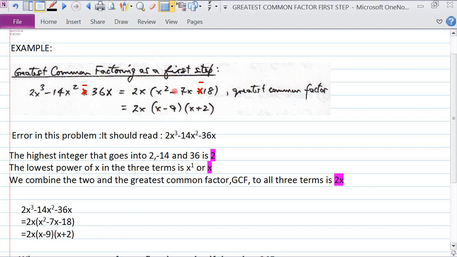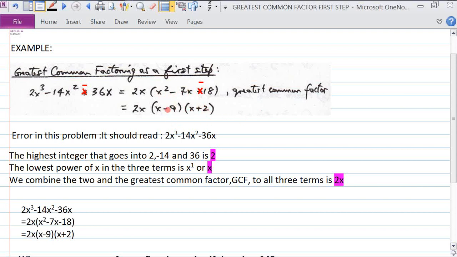So I get minus 7x. And minus 2 times plus 2 gives me minus 18. Now what I can ask myself is, what are the factors of minus 18 that sum to minus 7? And it has to be minus 9 and plus 2. So there are different ways of doing it.